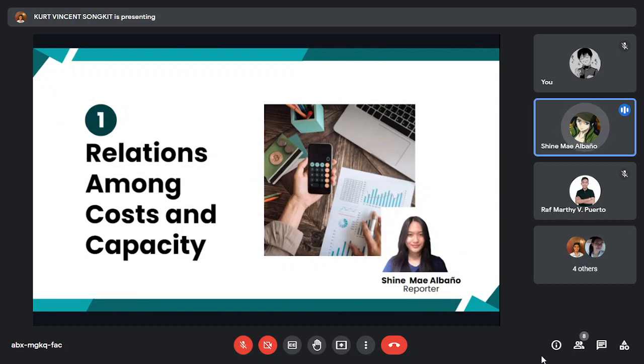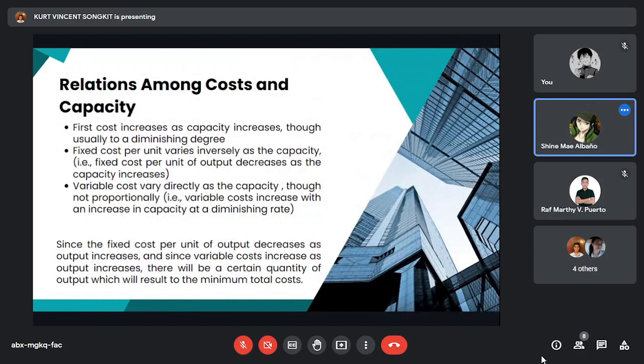Relations among cost and capacity. In the selection of plant, equipment, and machinery, an engineer is always confronted with problems involving size and use of the plant or equipment to be adopted. An engineer must always be cognizant of the effects of these parameters on the first cost, the fixed costs, and the variable costs. The most significant relation between capacity and first cost is that as capacity increases, so does the first cost, though usually to a diminishing degree.